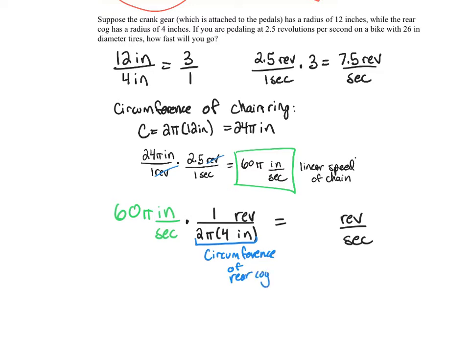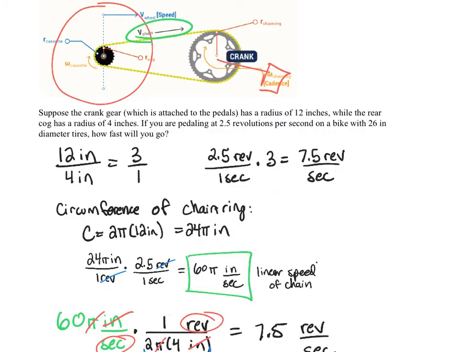Now notice, inches cancel, I get the revolutions per second as desired, pi cancels, and then 60 divided by 8, if we actually do that, we get 7.5. So that's why the shortcut works the way that it does. Now we need to actually answer the question. So if we are on a bike with 26-inch diameter tires, how fast will you go?